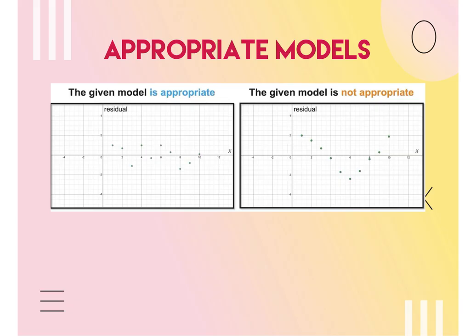So here's another example of appropriate and not appropriate. On the left, these are scattered dots. There's no pattern. This would be appropriate. On the right, this looks like it's a pretty patterned shape, right? It almost looks like a quadratic. This would be not appropriate.